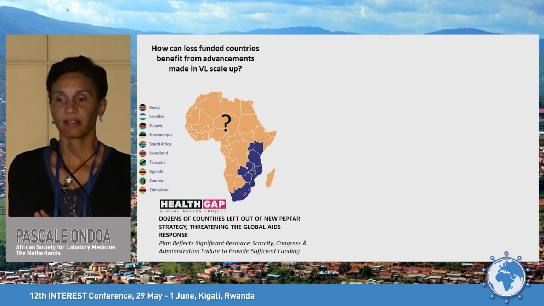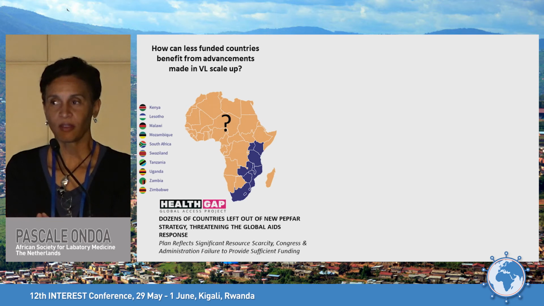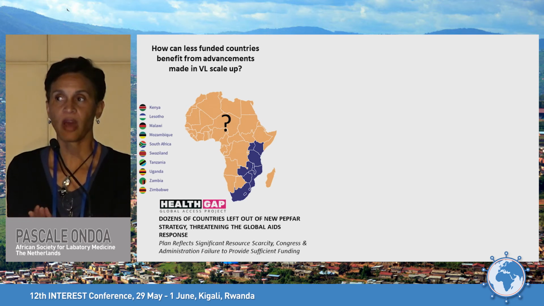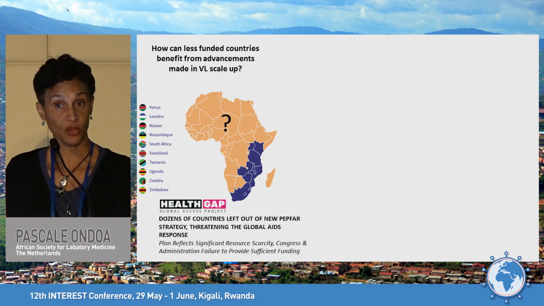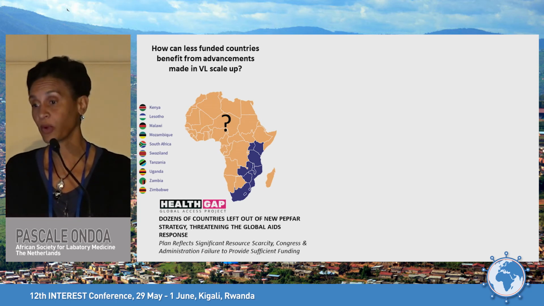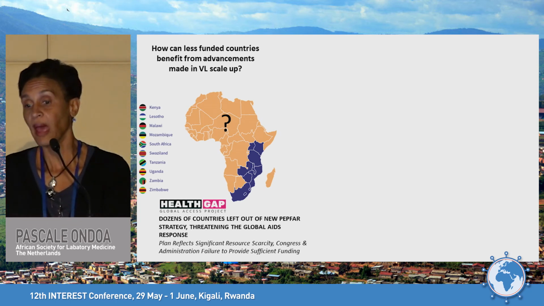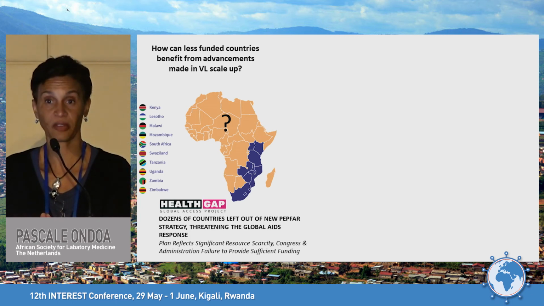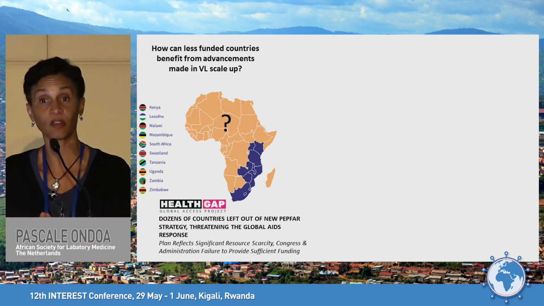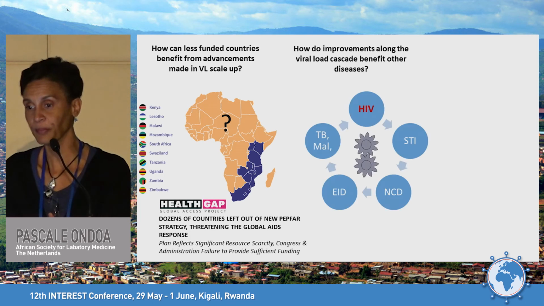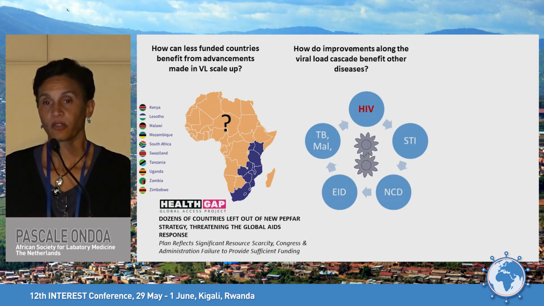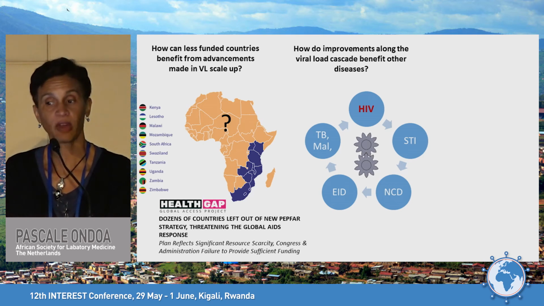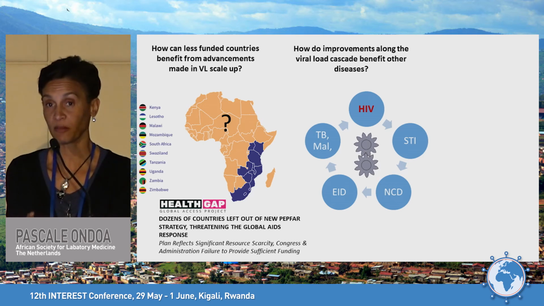So having said that, you realize that a lot of these interventions are funded by PEPFAR, which is really the biggest funder for HIV viral loads. And the question is how the other countries that are less funded, that are not PEPFAR funded, can benefit from these best practices that have been identified. And then the other question is, how do you make sure that this improvement that you make to the system in order to have the viral load to work is also going to benefit other diseases?